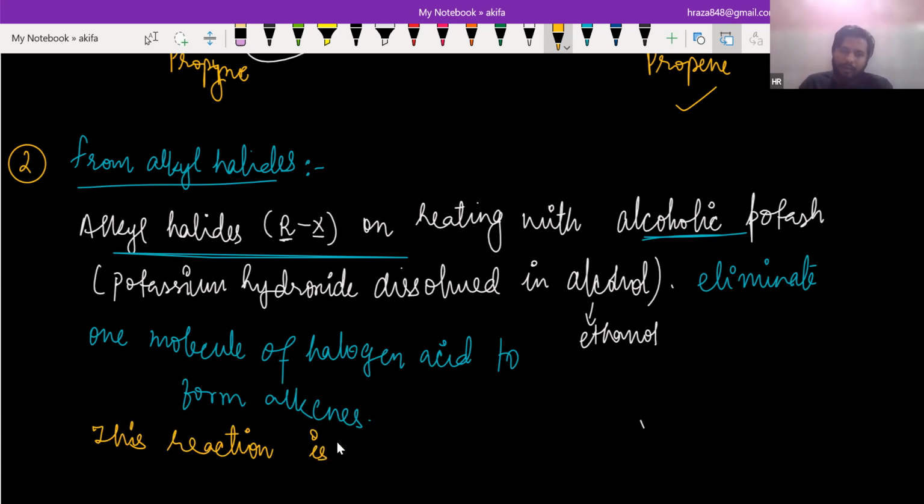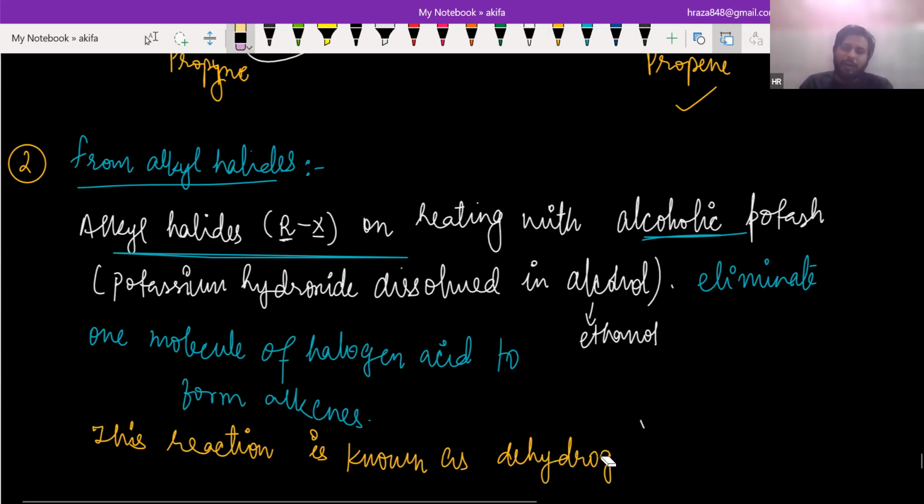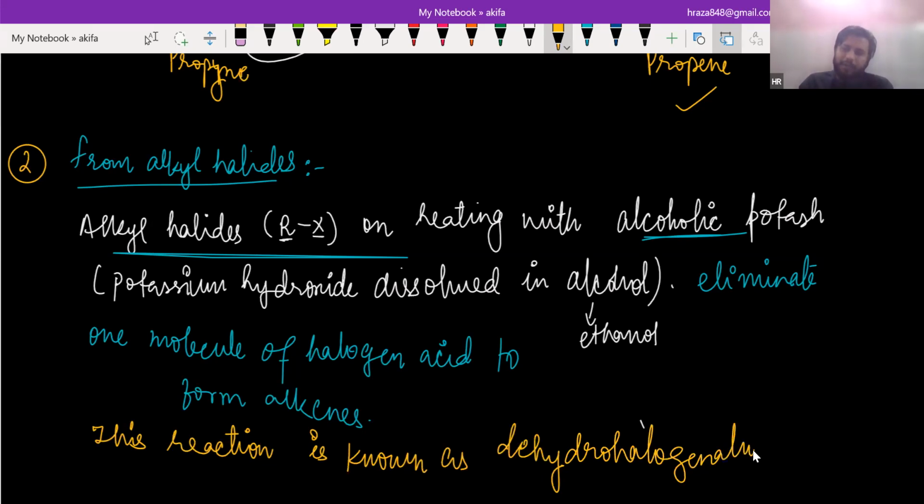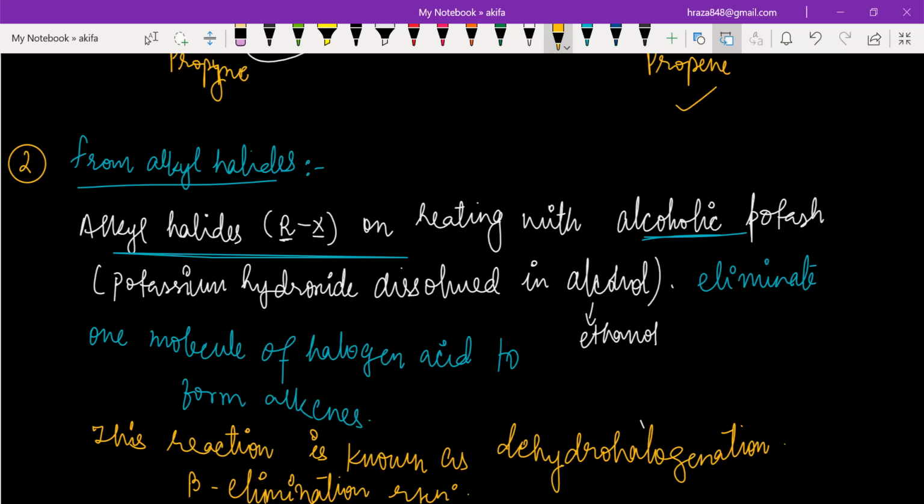This reaction is known as dehydrohalogenation, and also known as beta elimination reaction. Is this clear? Just write it and let me know if you are finished. Done. Very good.